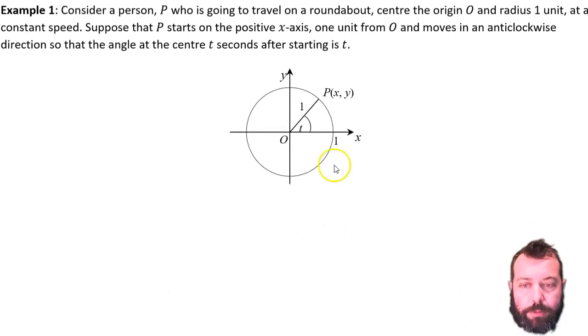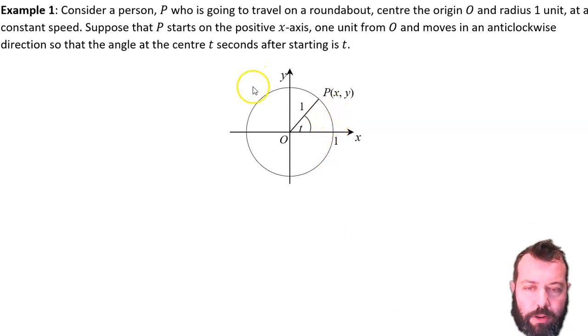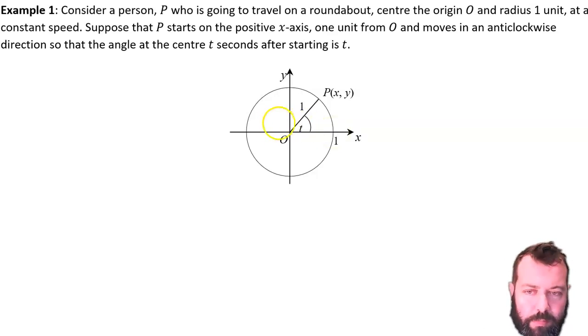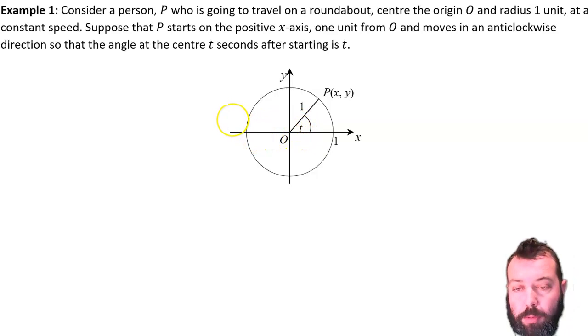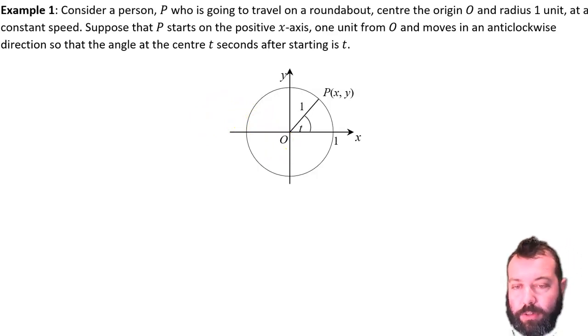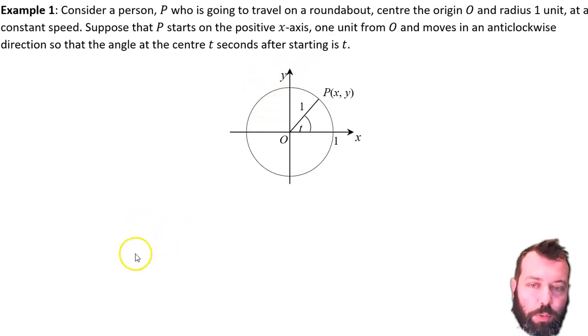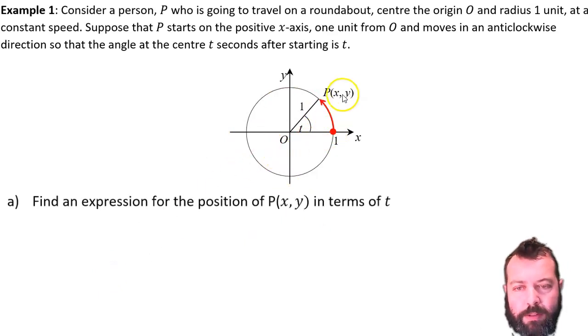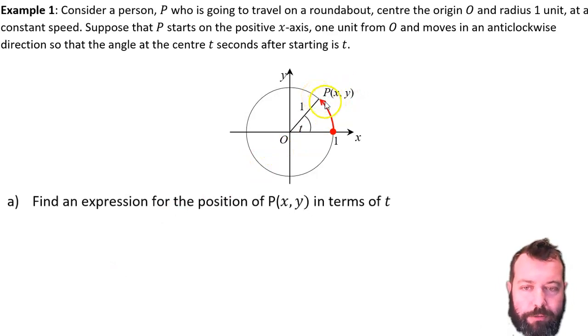So let's jump into an example. Here we have a person who's travelling around a roundabout. They start at this point here, at the positive x-axis, and my parameter t is going to describe the angle formed at the centre of that circle, between the x-axis, where we started from, and some point on the circumference, some point P, which has coordinates x, y. So we start here, and we're moving in that direction there. What I want is an expression for the position of this point in terms of t.